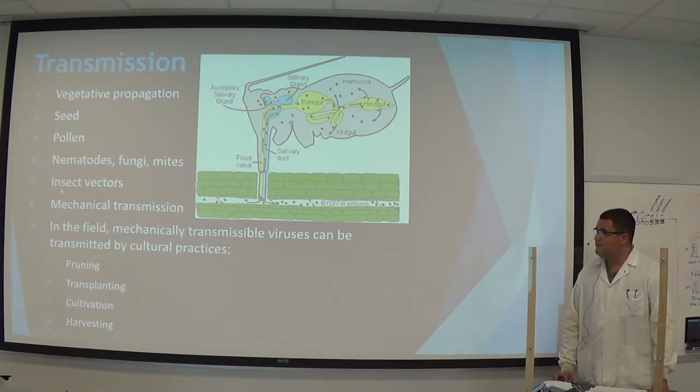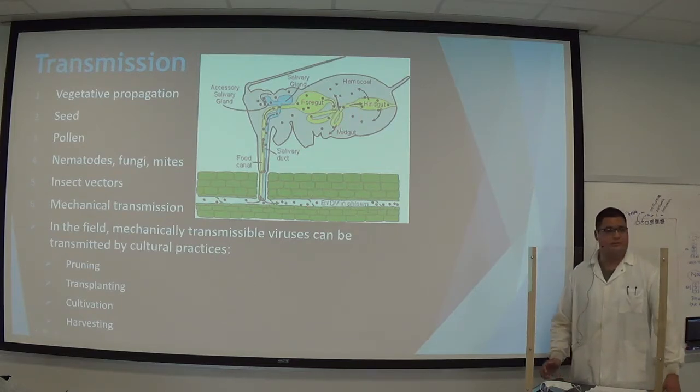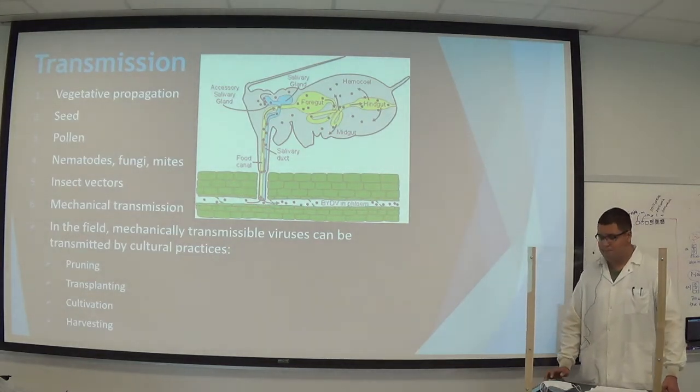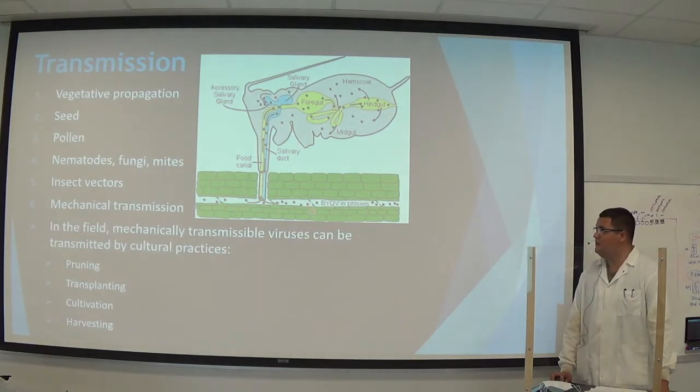Then there's insect vectors. Up here you can see an aphid that pierces the epidermis of the plant to get down to the phloem, and it can take in the virus. And some viruses can even reproduce inside their insect vector. A vector is just the name for whatever can transport the virus. So in this case, the aphid is the vector of BYDV, barley yellow dwarf virus.